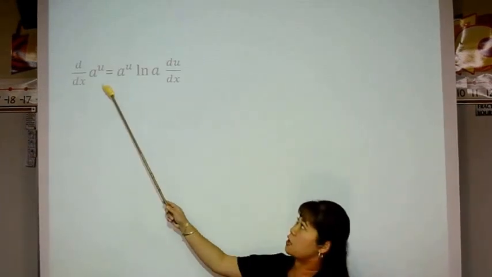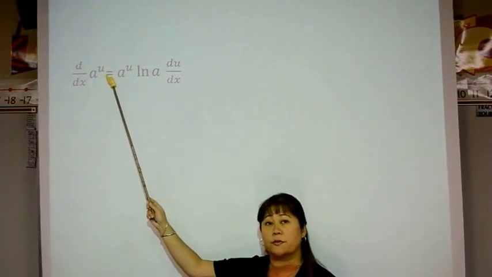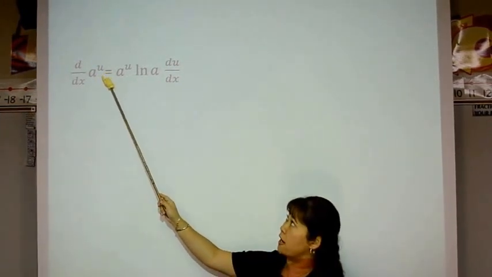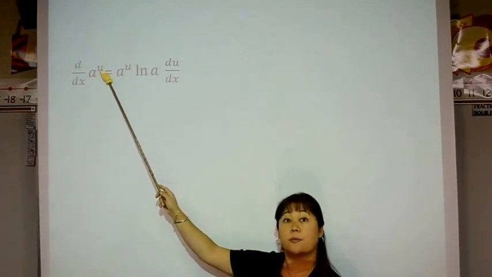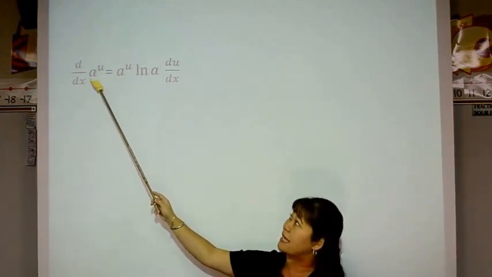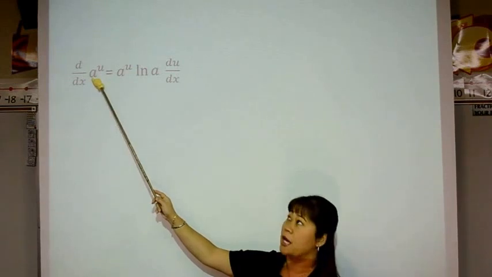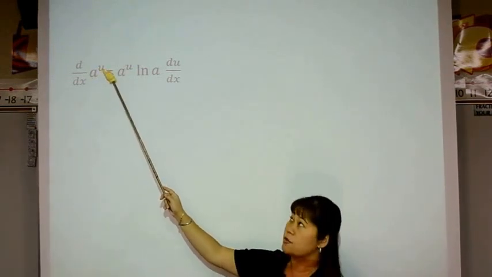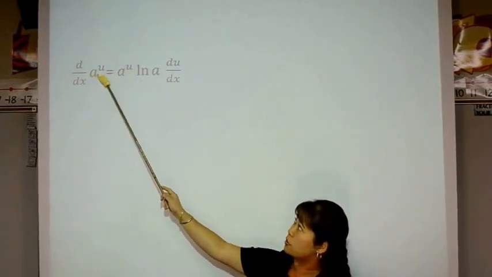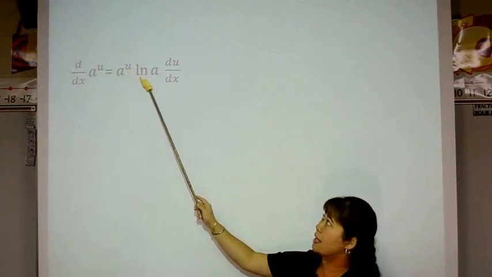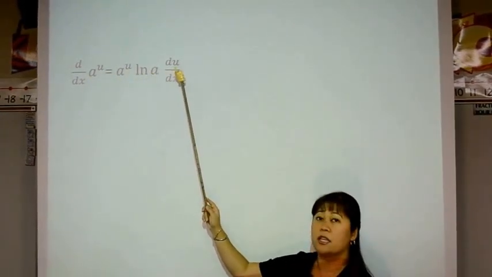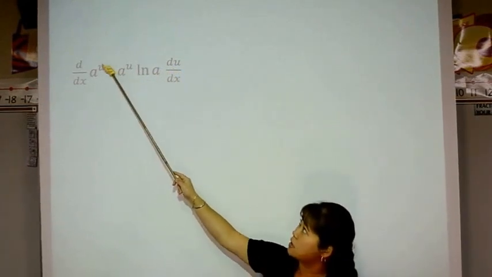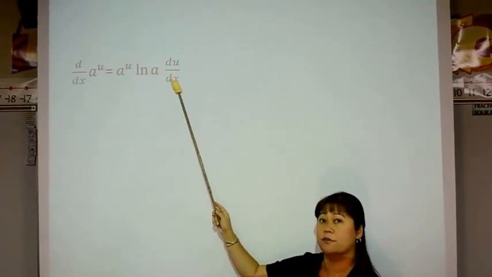So the derivative of a^u. Now this is actually a little different from the previous one we've had, where the base is the x and then there's a number up here as the power. In this case, a is actually going to become a number and the power is going to be an exponent. So the derivative of a^u is a^u ln a, times the derivative of u. Whatever that exponent up there is, we take the derivative of it.